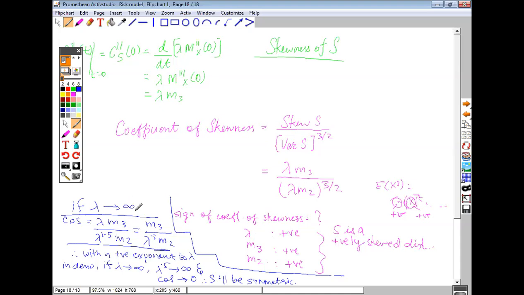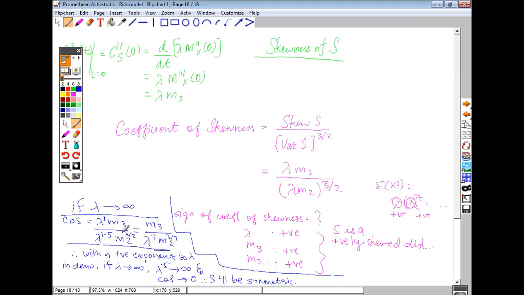So what I have here is lambda upon lambda raised to 1.5, because 3 by 2 is just 1.5, and I have taken this outside. Oops, m2 should be raised to 3 by 2 here. Again 3 by 2 here. So we have m3 upon lambda raised to 0.5, because lambda raised to 1 was in the numerator and I took this here, and 1.5 minus 1 gave me 0.5.